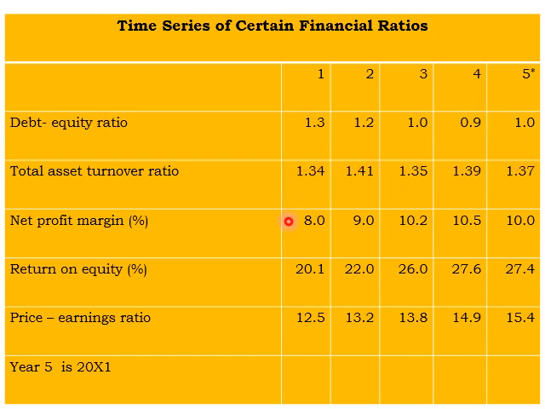Net profit margin improved for few years and thereafter it remained more or less the same. Return on equity also showed significant improvement in the initial years. Thereafter it has remained more or less the same. Price earnings ratio has gently moved up over a period of time from 12.5 to 15.4. A time series analysis of ratios gives us an idea about what is happening to the firm over a period of time.